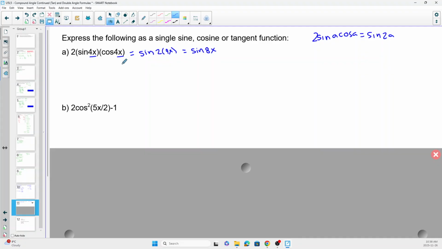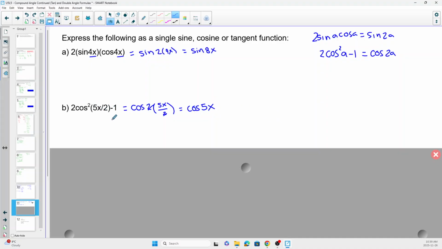Okay, so now we have 2 cos squared 5x over 2 minus 1. So this is 2 cos squared a minus 1, and that is equal to cos 2a. So when we rewrite this one, it's going to be cos 2 times this angle here, which is 5x over 2. And when we simplify that, those cancel out, and it's actually just equal to cos 5x.